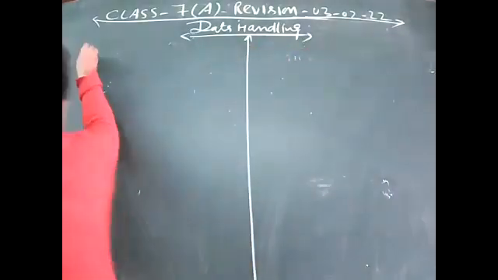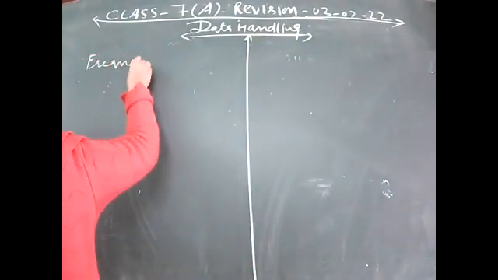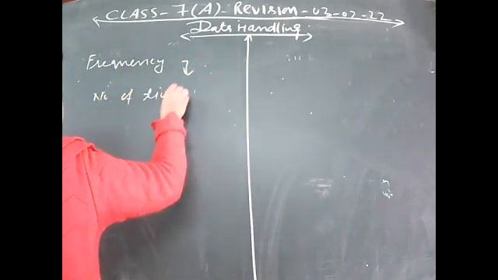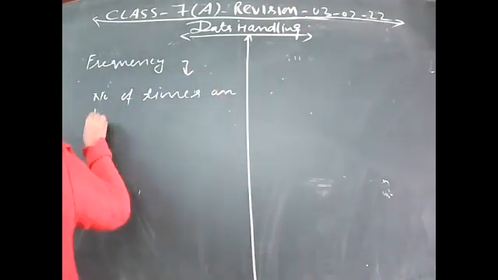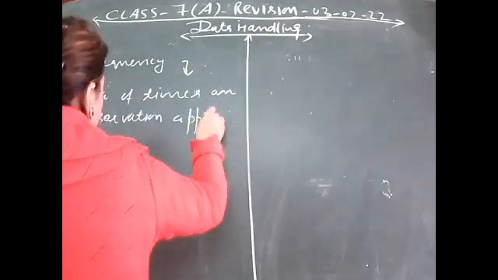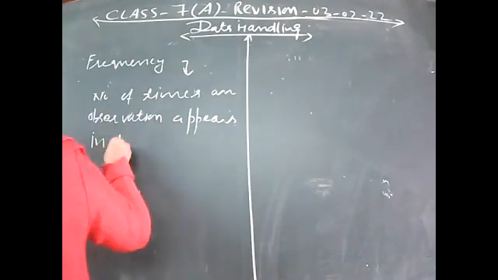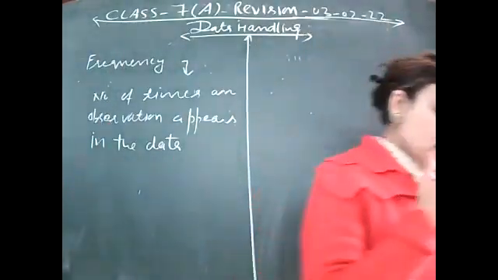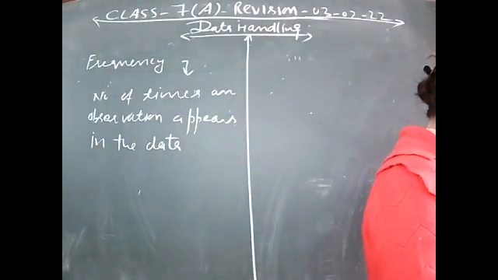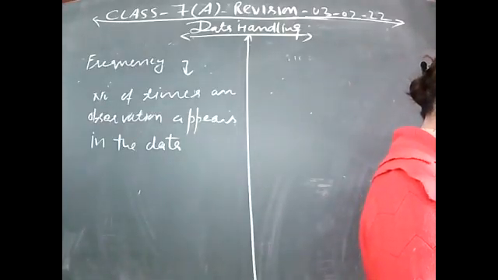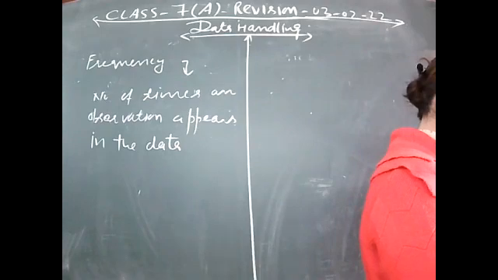Then we did the definition of frequency. Frequency is the number of times an observation appears in the data. Number of times an observation appears in the data is called its frequency.